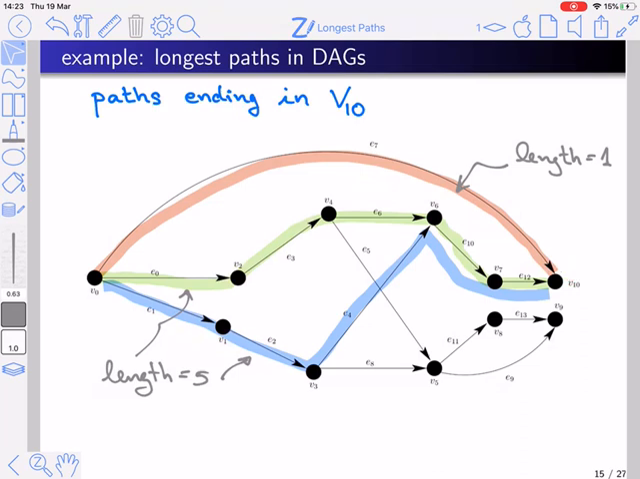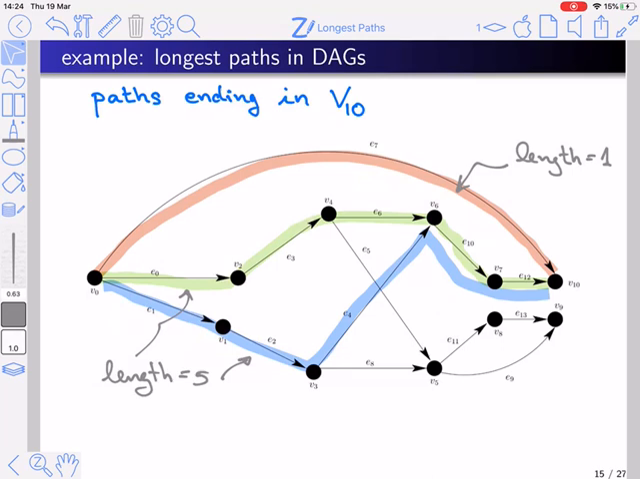So I've marked here 3 paths that end in V10. The first path is the orange path. It consists of a single edge, E7, and therefore its length is 1. The green path consists of E0, E3, E6, E10, E12, and has 5 edges, therefore its length is 5. And the blue path goes over here and also consists of 5 edges, therefore its length is 5.